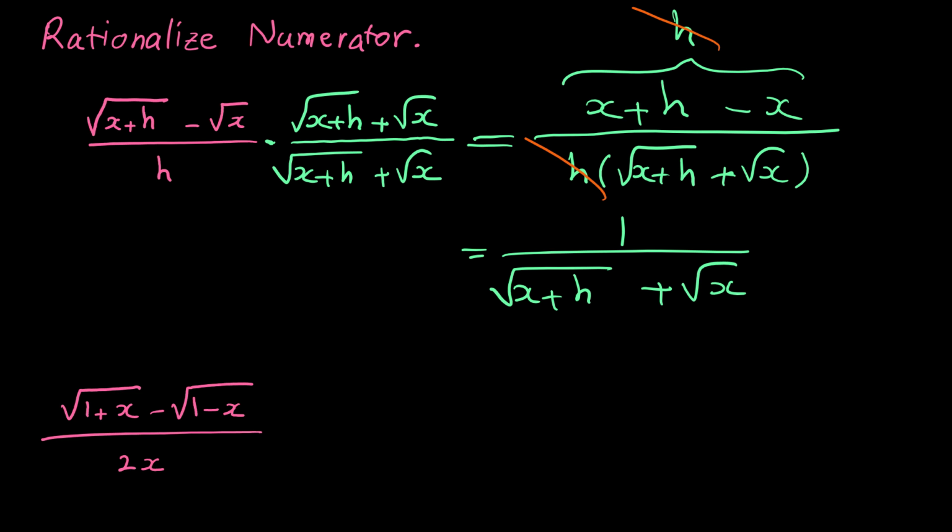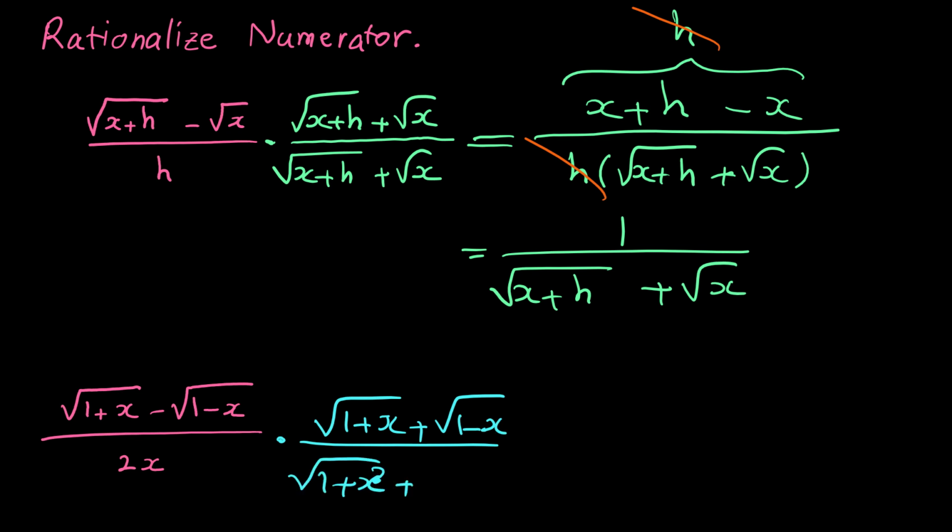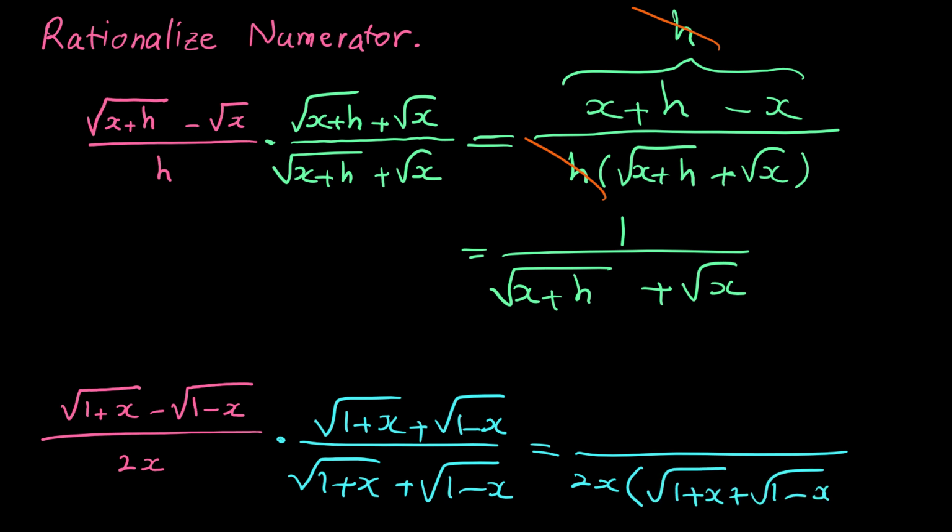Look at the next example. Here again we want to rationalize the numerator. So we multiply numerator and denominator by radical 1 plus x plus radical 1 minus x, all over radical 1 plus x plus radical 1 minus x. For the denominator again, don't touch anything, just leave the 2x outside and the radical here. What about the numerator? When we multiply numerator by numerator, the radicals cancel. A to the 2 minus b to the 2. Remember that? The radical goes away.